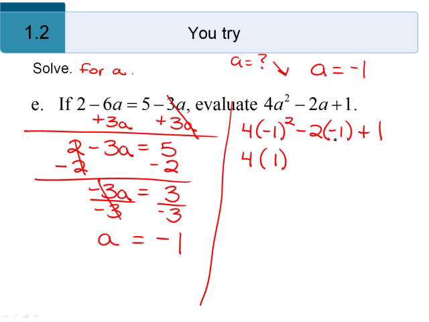Okay, we can go ahead and multiply on this second part here. Negative 2 times negative 1 is a positive 2 plus 1. Then we need to do this multiplication with the 4 and the 1. 4 times 1 is 4 plus 2 plus 1. Now it's all addition. 4 plus 2 is 6 plus 1 would be 7. That is your answer that you put into WebAssign, okay?